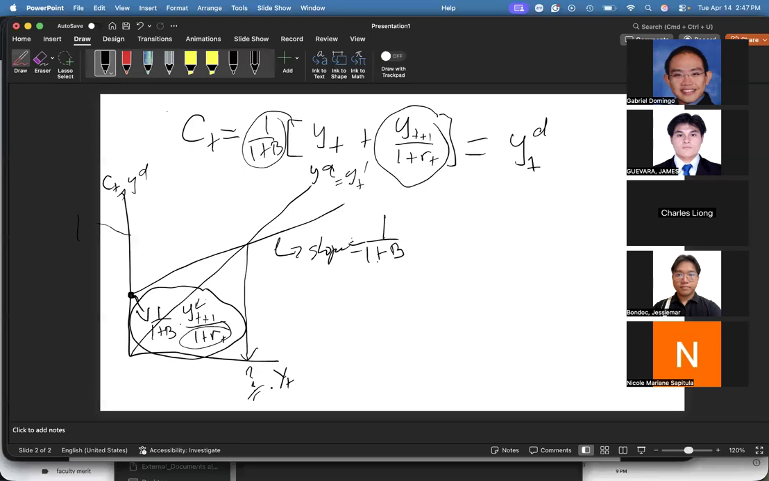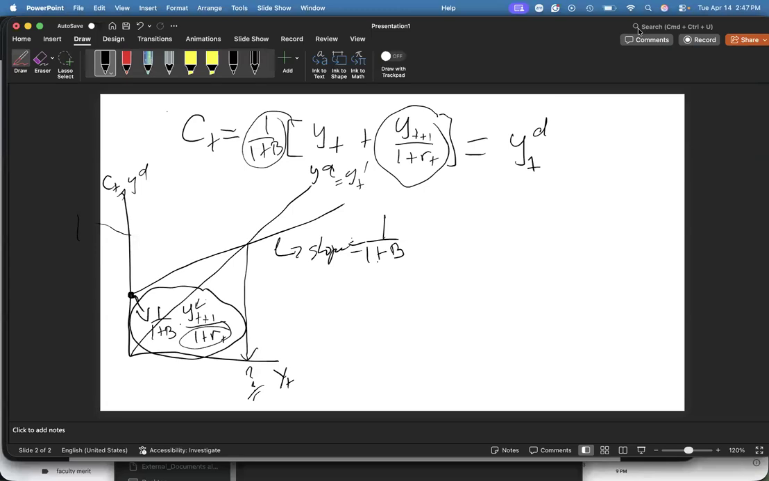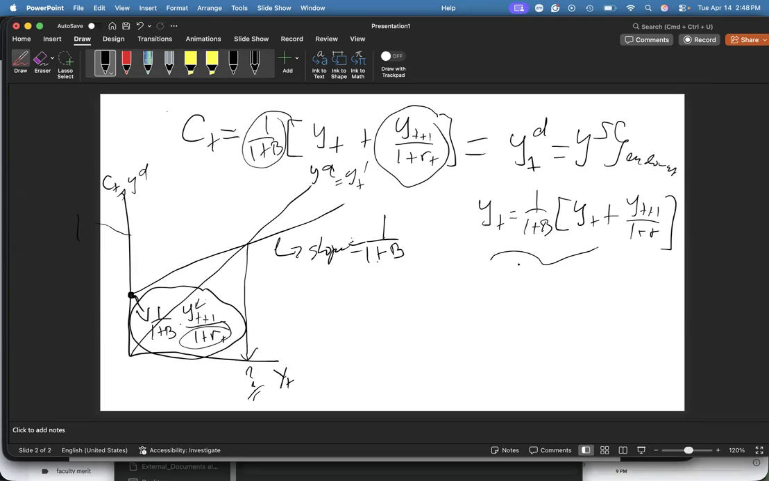Mathematically, it's also super easy, because this one will essentially be equal to Y^S, and this is again your endowment. Later on we will use this. But right now, all we're going to do is say Y_t equals 1 over 1 plus beta, Y_t plus Y_t+1 over 1 plus r. And this is essentially the solution to the Keynesian cross.